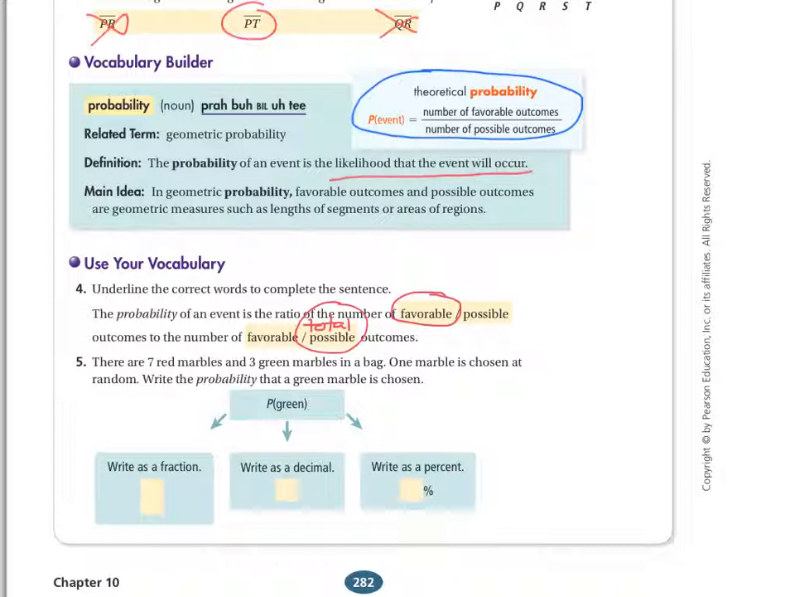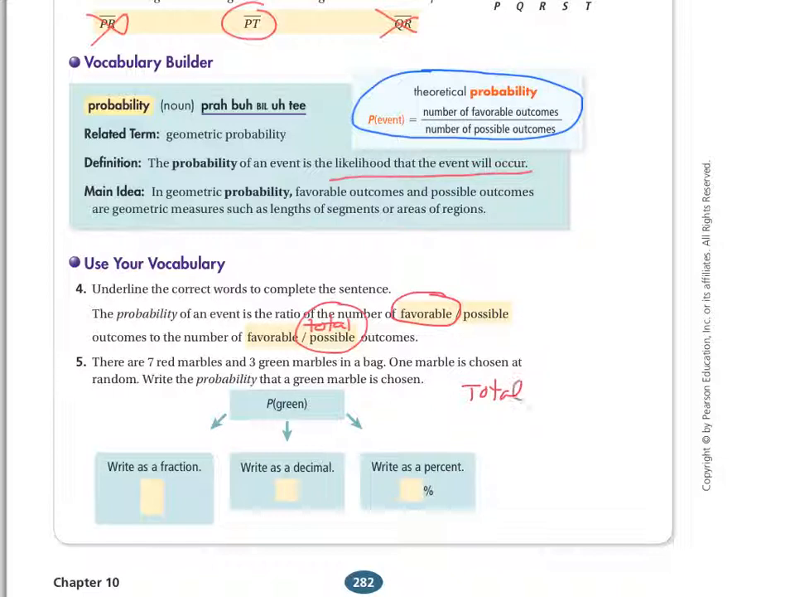In number 5, there are 7 red marbles and 3 green marbles in a bag. 1 marble is chosen at random. Write the probability that a green marble is chosen. So what you see here is some new notation. This capital P means probability of a green marble. So it's just shorthand notation. So we're going to write as a fraction. What is the total number of marbles?